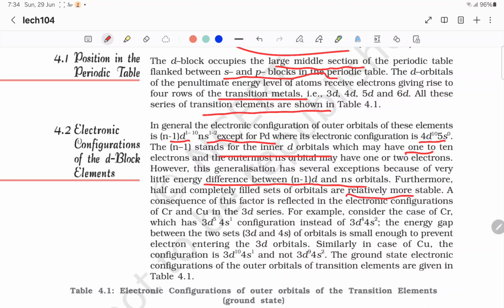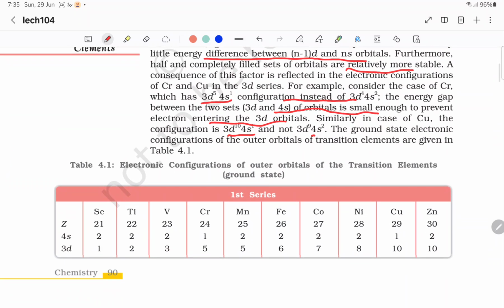A consequence of this factor is reflected in the electronic configuration of chromium and copper in the 3d series. For example, consider the case of chromium, which has 3d5 4s1 configuration instead of 3d4 4s2. The energy gap between the two sets 3d and 4s of the orbitals is small enough to prevent electron entering into 3d orbital. Similarly, in case of copper, the electronic configuration is 3d10 4s1 and not 3d9 4s2. The ground state electronic configurations of the outer orbitals of transition elements are given in table 4.1.